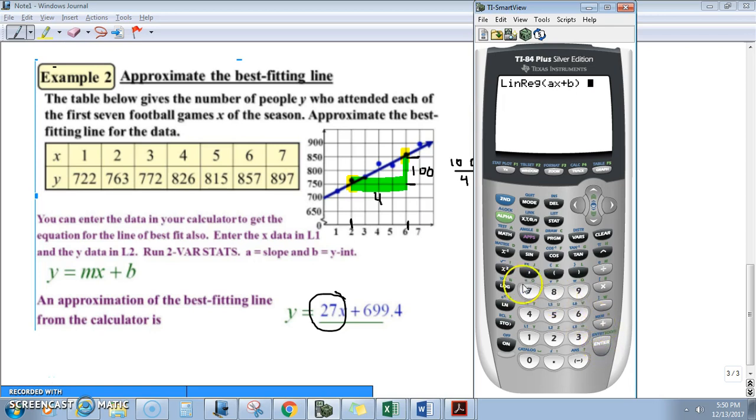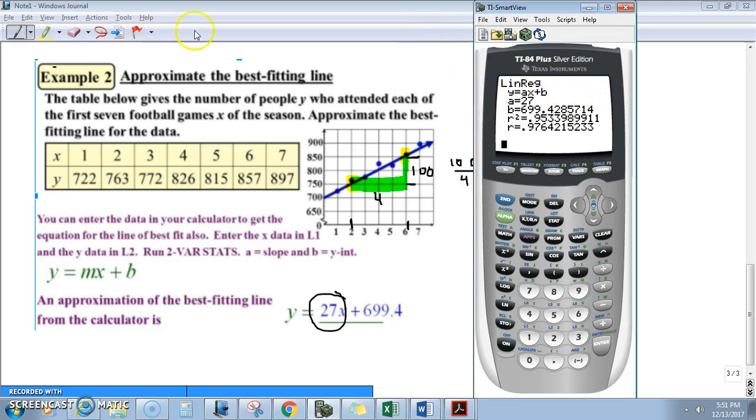So what we need to do is put in our list. So I do second, I put my X in L1, comma, I put my Y's in L2, right? And then I think I can store it if I do comma again, Vars, Y-Vars. You do not have to do this. I just wanted to put it in Y1 and see if that works, okay? Then it gives me, so look, they must have used the calculator to find their line of best fit too.